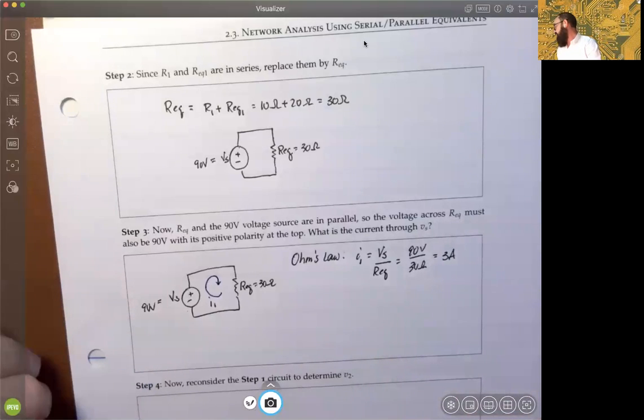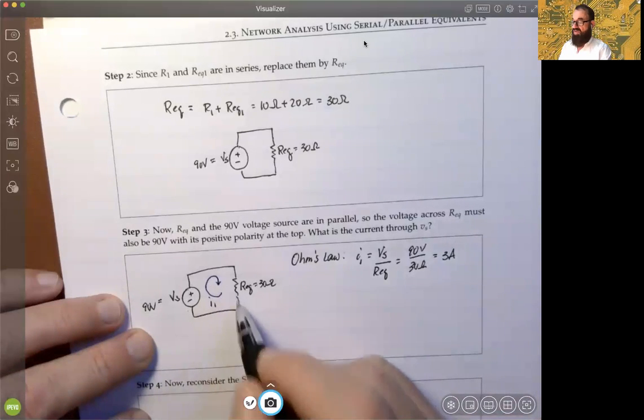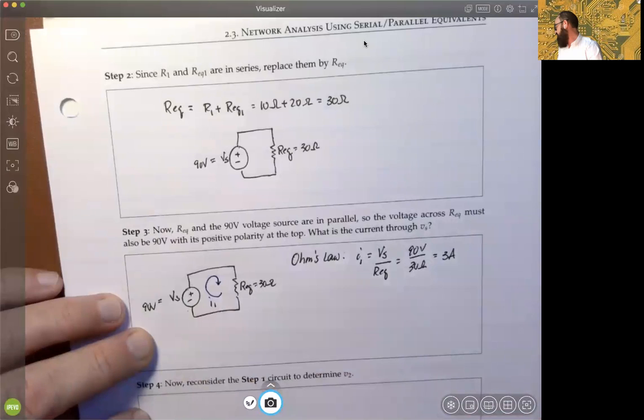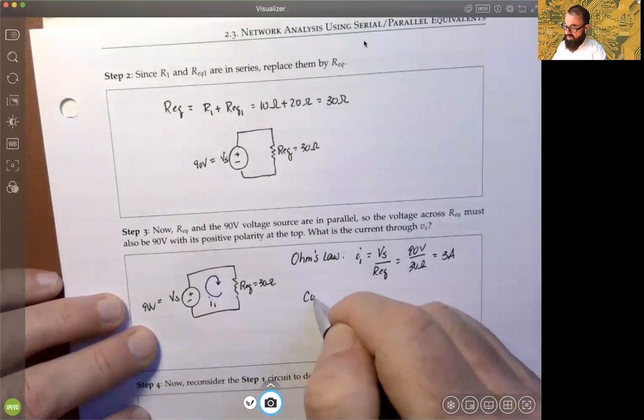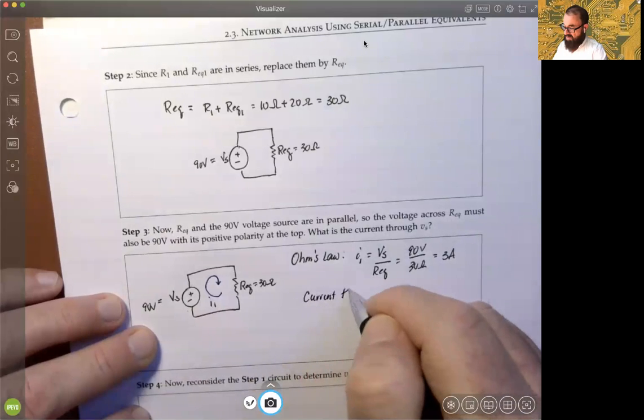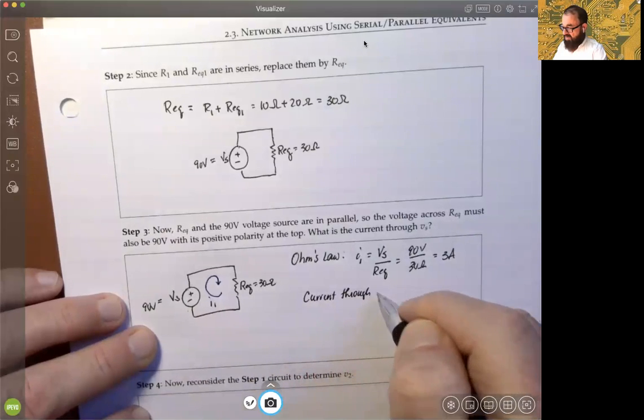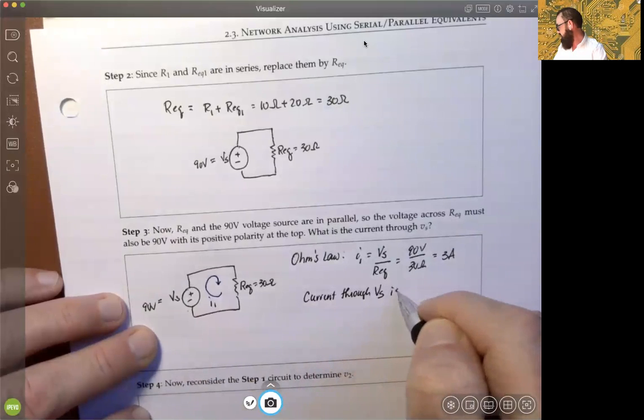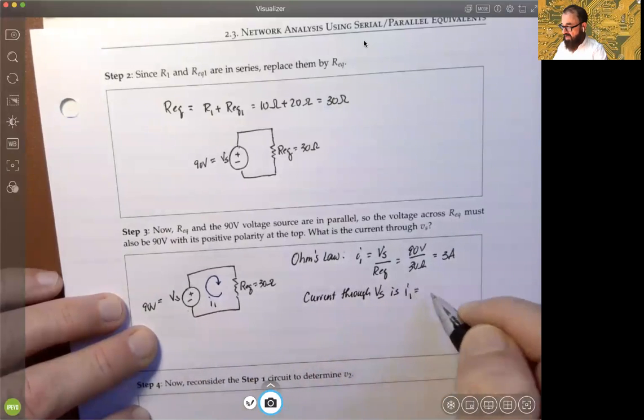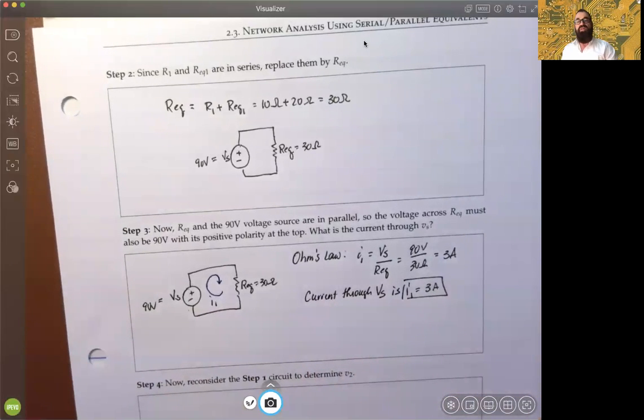So this is actually telling us that this is the current flowing through that equivalent, and it's also the current flowing through the voltage source, all right? So we can even say that the current through the voltage source, Vs, is, in this case, we've labeled it I1 equals 3 amps, okay? So we know what the current is through that voltage source, right?